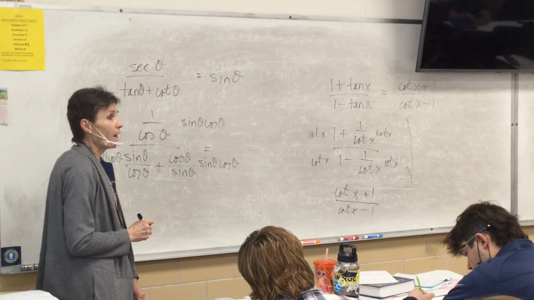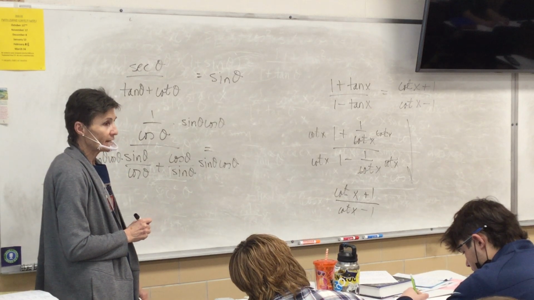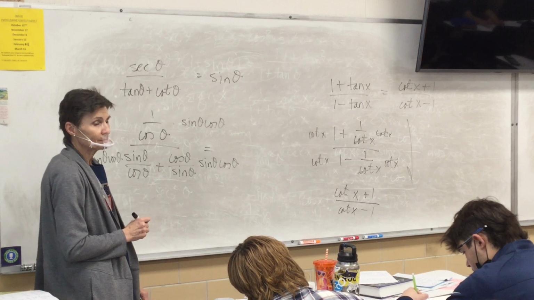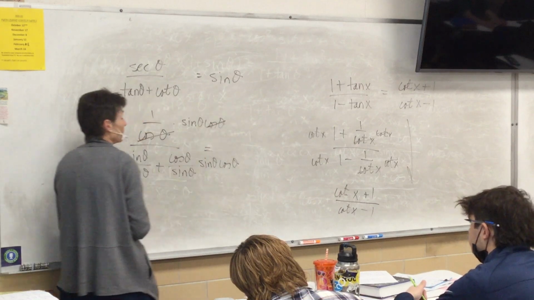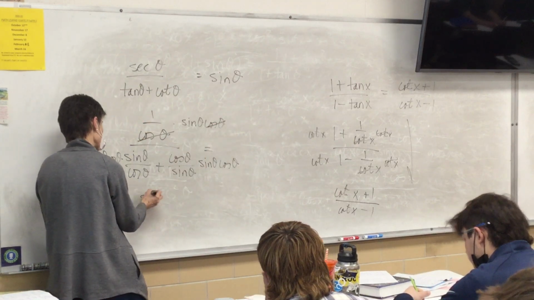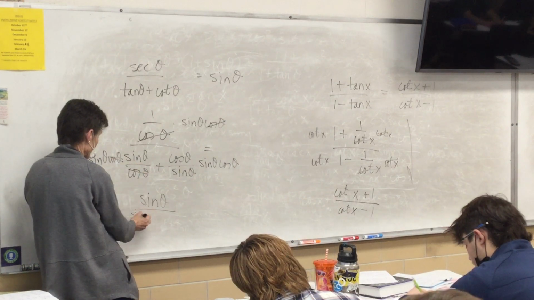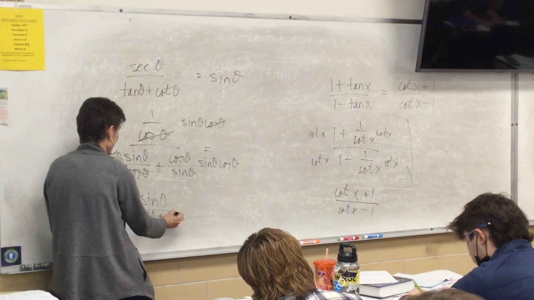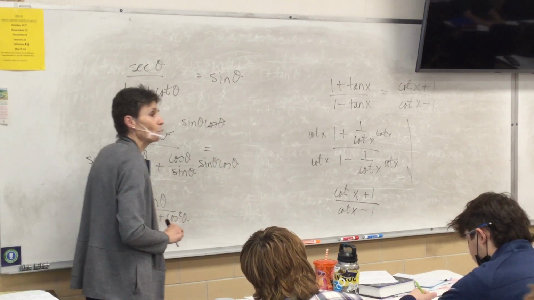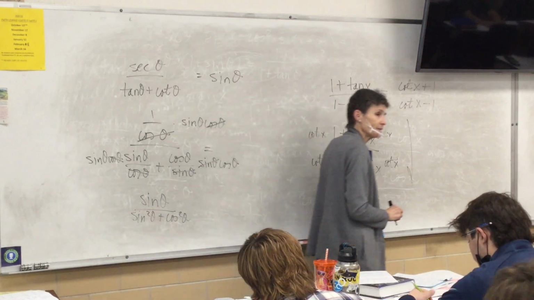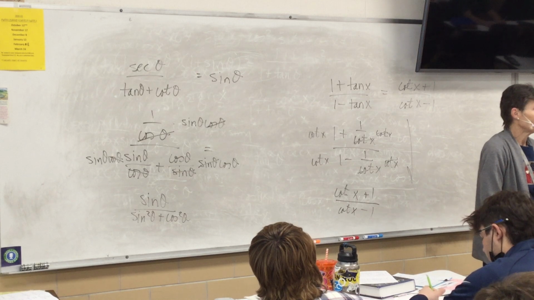And you did that, why? So that you can cancel. And here we go. What's left on the top? That's good news. What's left on the bottom? Oh my gosh! So what's left on the bottom? 1. So what do we end up with? Sine over 1, which is sine, what we want.